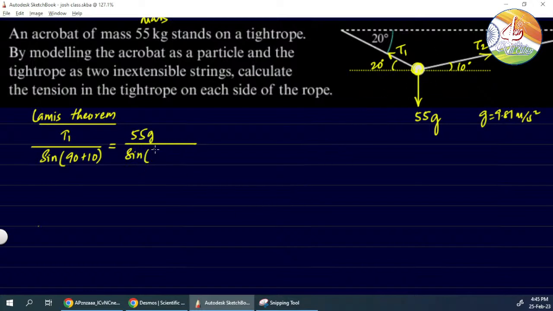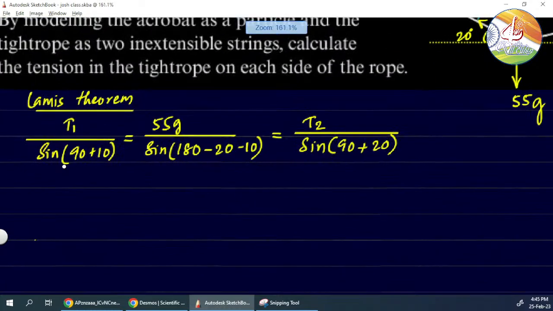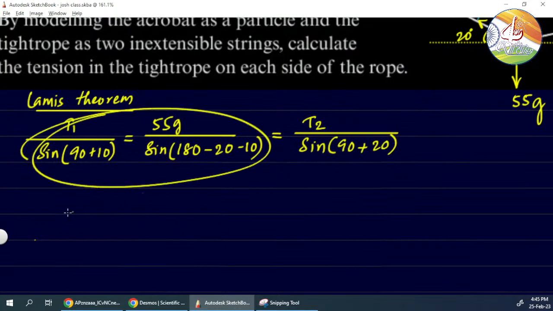How much is that angle? 180 minus 20 minus 10. 180 is the straight angle, minus these two angles will give us this. And then we have T2. The angle opposite to T2 is this angle, that is 90 plus 20, correct? So now that we have all the three relations, we can go ahead and solve for T1 and T2.